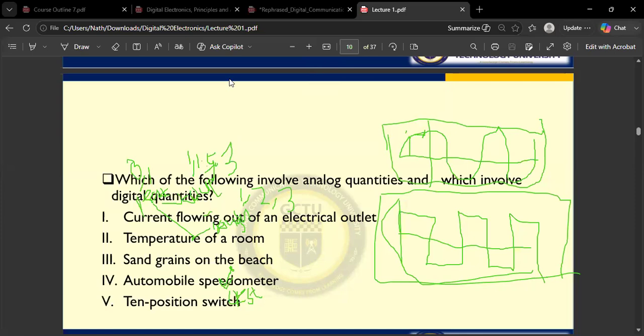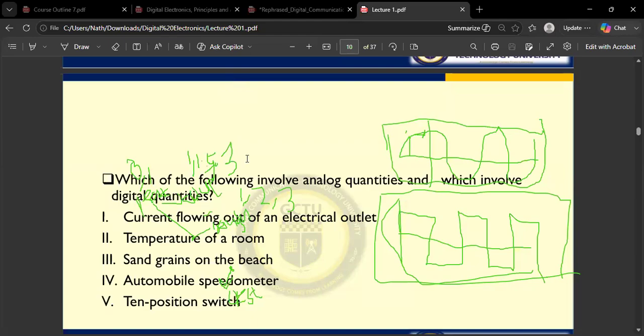From whatever we have explained, a question to you guys. The first one: is it analog or digital? Current flowing out of an electrical outlet. Like I said, examples of analog information are our real world occurrences. Almost everything in our world is analog. Then the voltage flowing through a battery is an analog signal. We have a current flowing through an electrical outlet, which is an analog quantity, right?